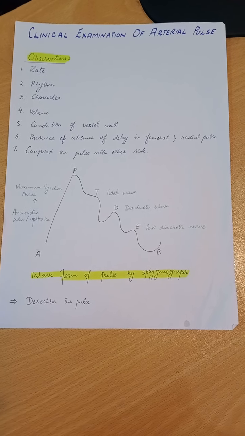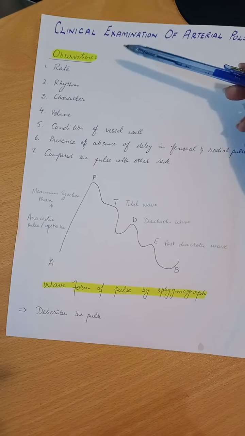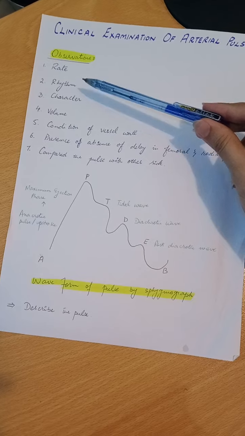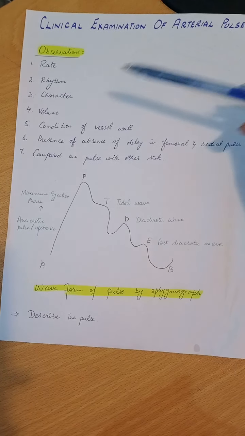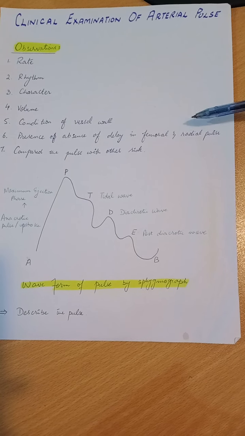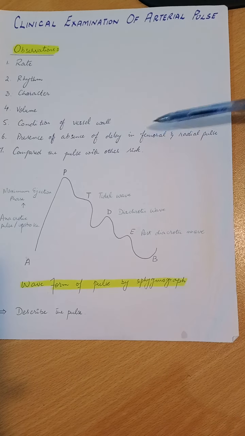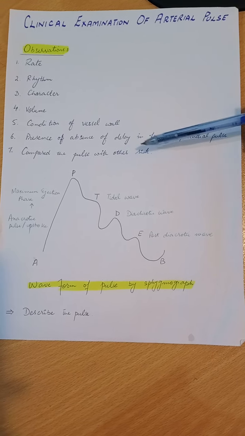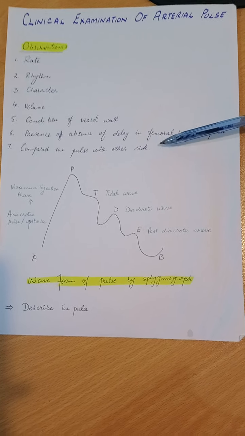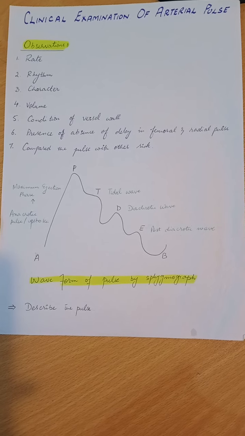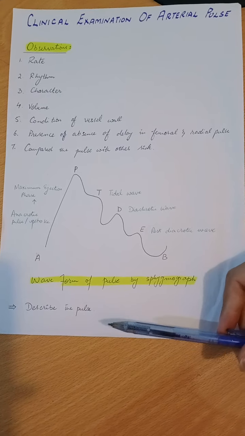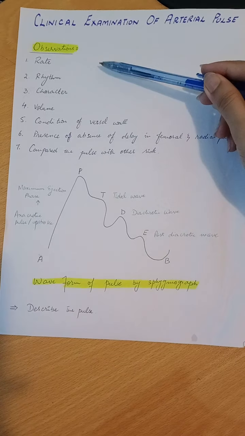So I'm just going to repeat the observations. First we will check the rate, then rhythm, then the character of the pulse, then volume, then condition of the vessel wall, then we will check the presence or absence of delay in femoral and radial pulse, and lastly we will compare pulses on both sides, that is right and left side. At the end we would describe how the pulse was in the same sequence.